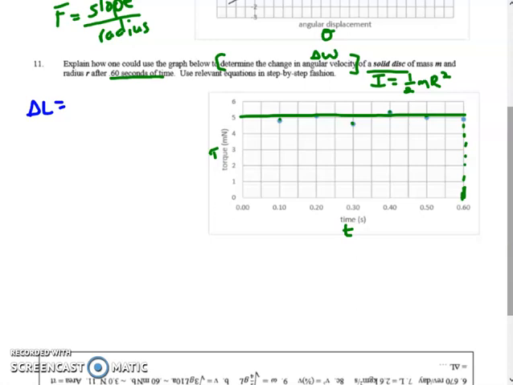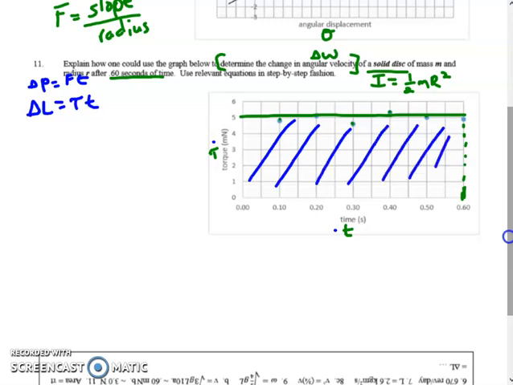An angular impulse is similar to a linear impulse. If we know that delta P is F t, then delta L is going to be not an F, but a tau, times the time. Well, here's tau, and here's time. Multiplying them is nothing more than the area under here, so delta L is equal to the area.